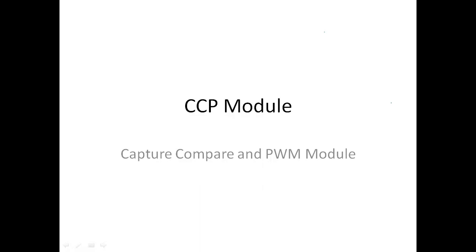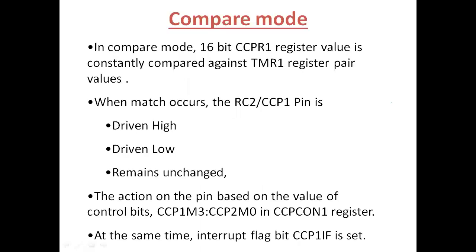Hello friends, in this video I am going to explain the compare mode of operation of a CCP module of a PIC microcontroller. As we know, the CCP module operates in three different modes: capture mode, compare mode and PWM mode. Capture mode is useful for measuring the time duration of external signals. In compare mode of operation, you can generate an external timing signal.